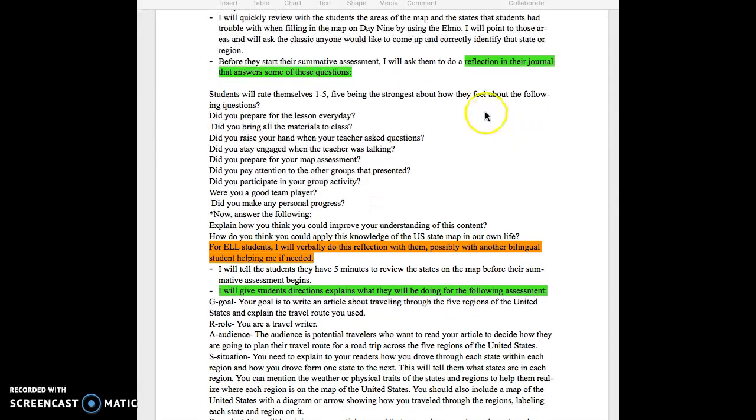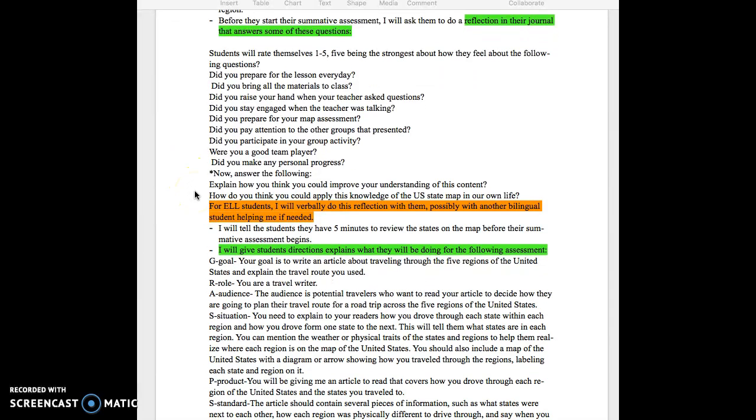And then before they start their actual summative assessment, I'm going to ask them to do the reflection in their journal that answers some of these questions. They're going to be rating a 1 through 5 on these questions right here, and it's more about participation. Are you really engaged? So then maybe if they do struggle with the summative assessment, this will answer why. If they weren't really trying, maybe they weren't being a good team player for some of the activities.